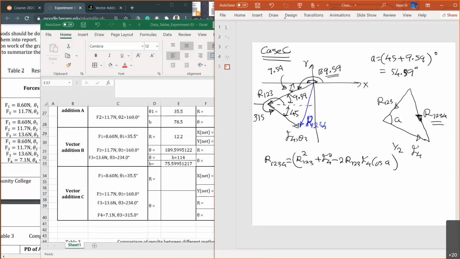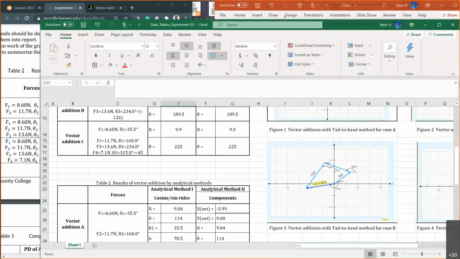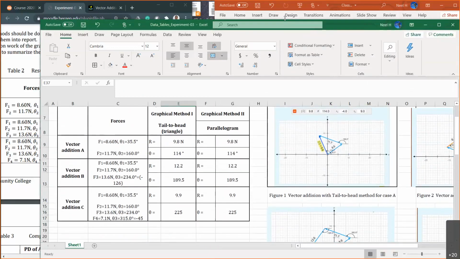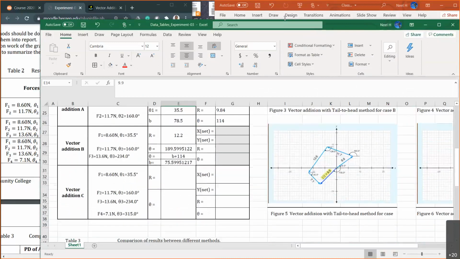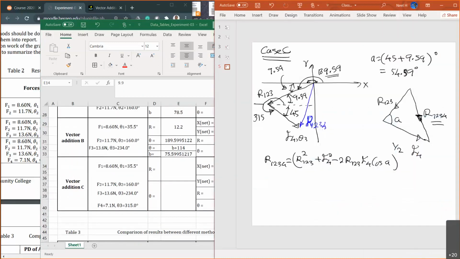How to check whether your answer is correct or wrong? Go to the table number 1. You should get exactly the same number. If not, we're doing something incorrect. Okay. Always check here and also your function. Okay.